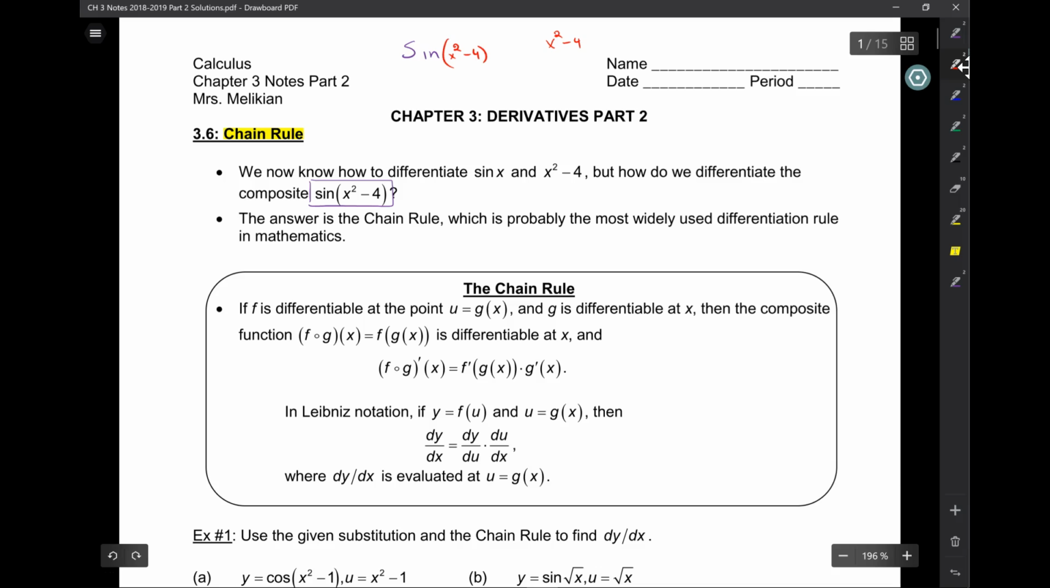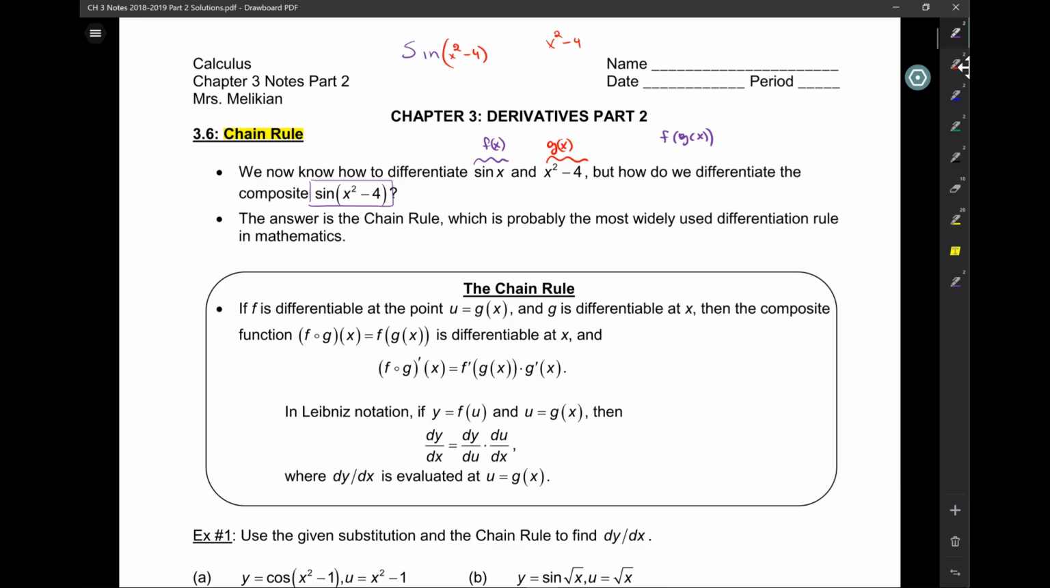Okay? What we used to do back in algebra and pre-calc is we had f of x, remember? And then we would have g of x, and then we would have to find f of g of x. Do you remember? So I know how to find the derivative of f of x. I know how to find the derivative of g of x. But do I know how to find the derivative of f of g of x when it's a nested compound function?